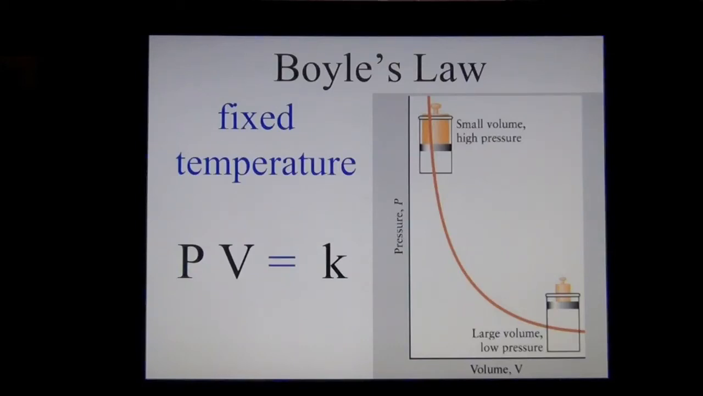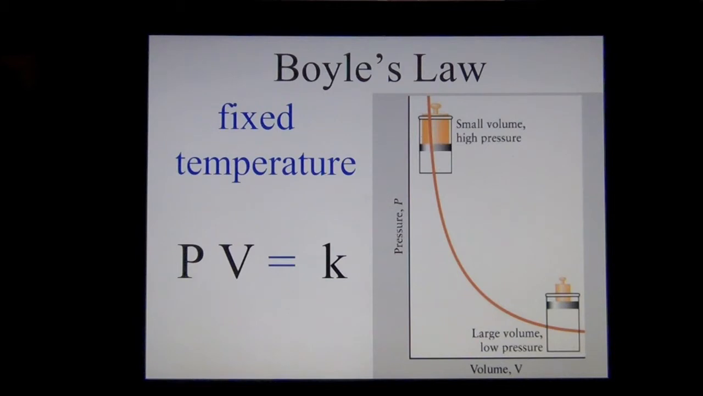Boyle's law. As you can see from the graph in front of you, there's an inverse relationship between the pressure and the volume of a gas, assuming that we keep the temperature constant, that it's not changing. What's so unique about an inverse relationship is that at any point on the curve, the product of the pressure and volume will always equal a constant.